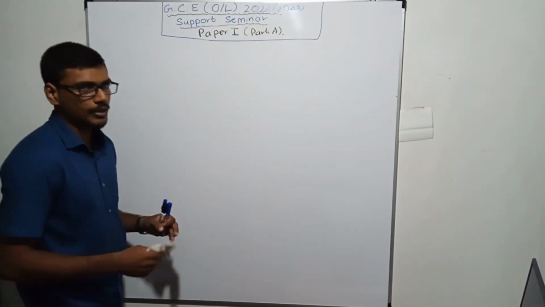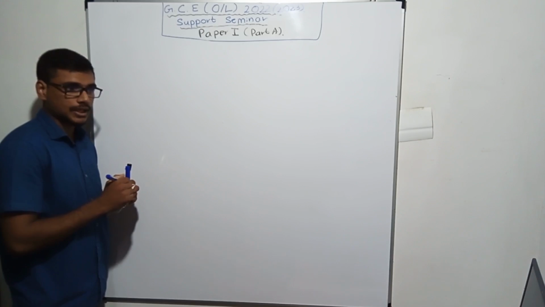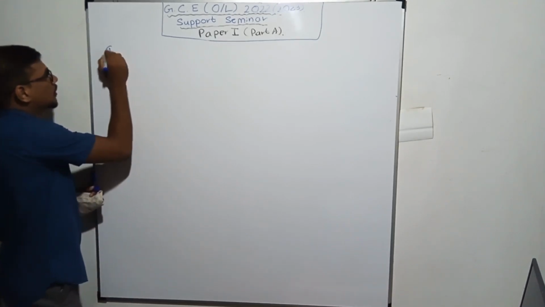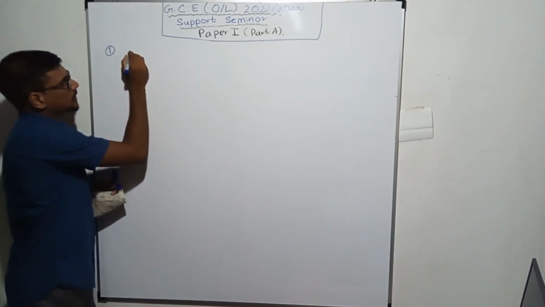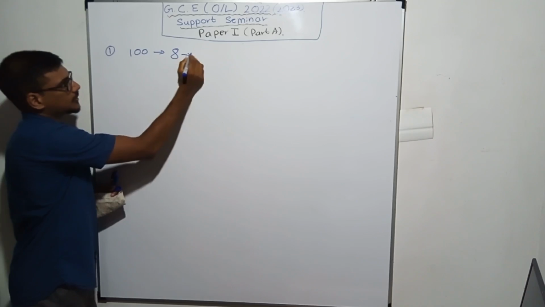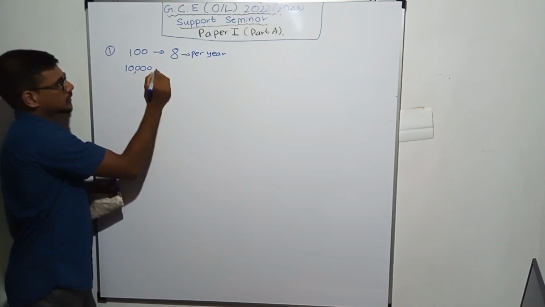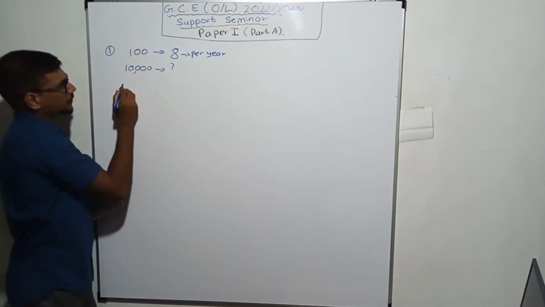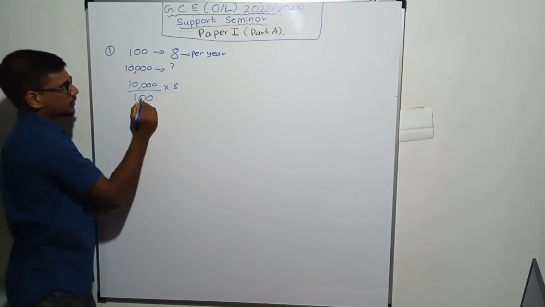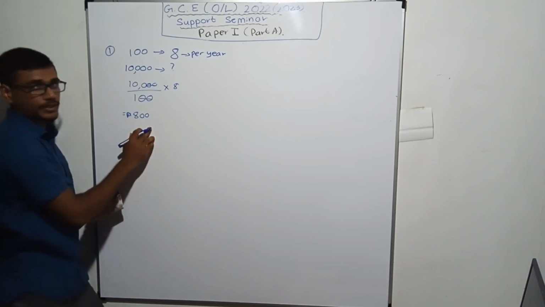In paper 1 part A, as the first question they have given us: rupees 10,000 is lent at 8% annual interest. Find the total amount due to the creditor after 3 years. Rupees 10,000 is lent at 8% annual interest. So if you were lent 100 rupees, you have to pay rupees 8 per year. So if you were lent 10,000, how much do you need to pay? 10,000 divided by 100 times 8. Two zeros are cancelled, so 8 times 100, rupees 800. This is per year.